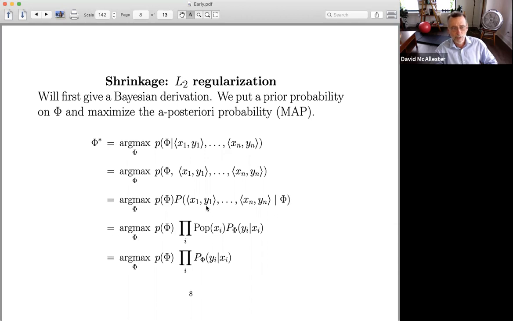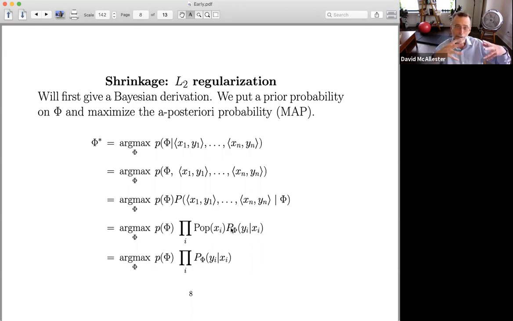So we're assuming that the data is drawn independently, IID. Each XY pair is drawn independently of each other XY pair. So this probability can be written as the probability of the model times the product over all these pairs of the population probability of the X, and the model probability for the conditional probability of Y given X. So I'm assuming that the model is only governing this conditional probability. And the probability distribution we're talking about is under that model.